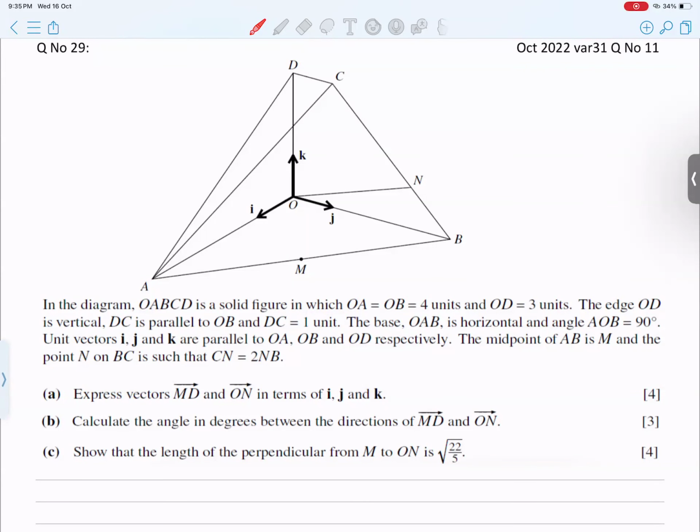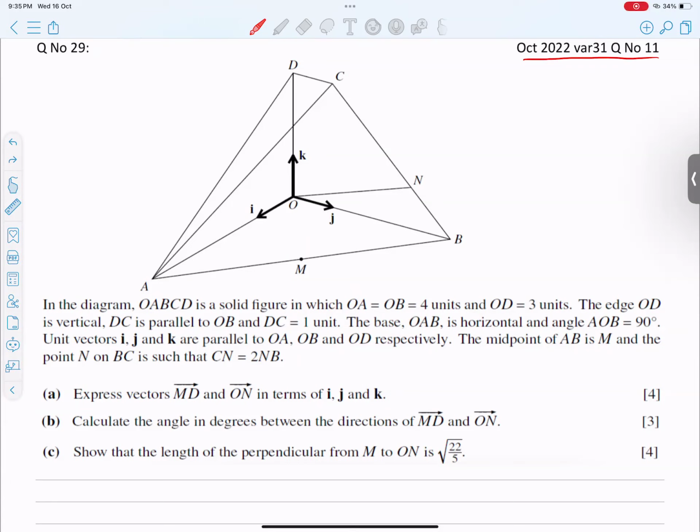Bismillahirrahmanirrahim. This is October 2022, 31 variant, question number 11. If you read the question, we have been given a solid figure. OA and OB are both equal to 4. It is very clear. So this is OA, OB, 4.